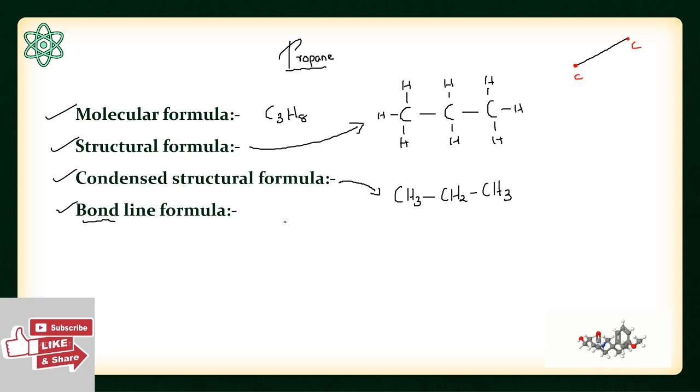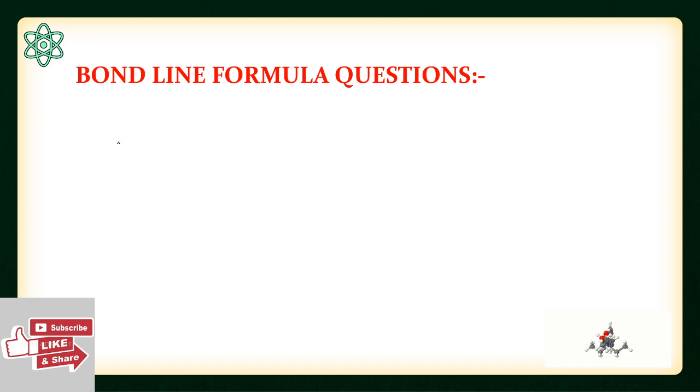So if you have to represent propane in the bond line formula, you can simply draw it like this, where the endpoints represent a carbon atom. So this represents a carbon atom, and this represents another carbon atom, and this represents another carbon atom. You do not have to represent the hydrogen atoms because that is understood. So this is bond line formula. Now we'll do certain examples regarding the bond line formula.